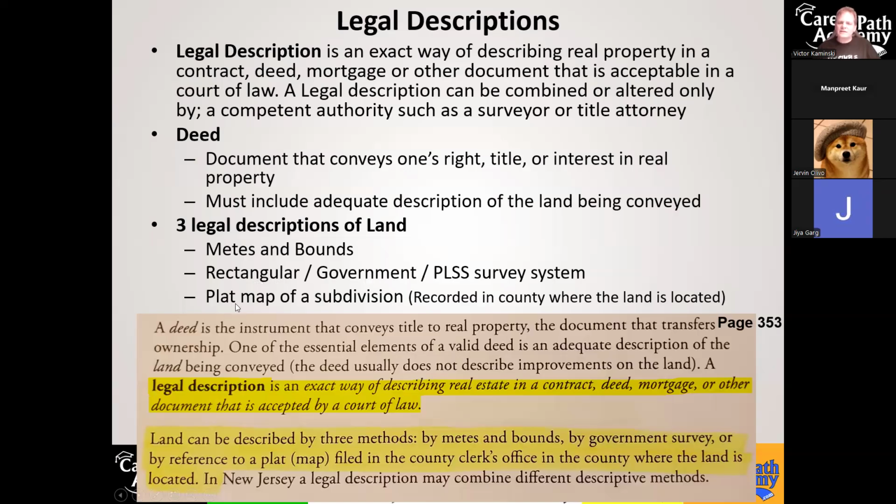And then lastly, the plat. A plat is a map of a subdivision. We learned about that in the last chapter. So it's recorded in the county where the land is located. So let's highlight on page 353 that legal descriptions are exact ways of describing what exactly is being transferred here.